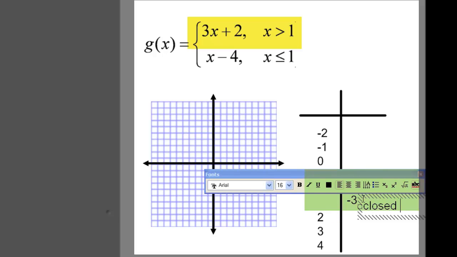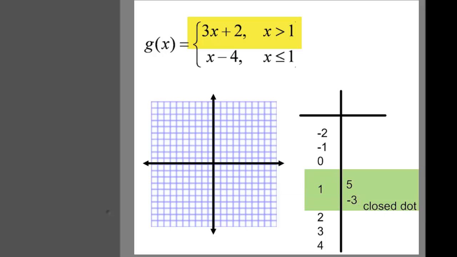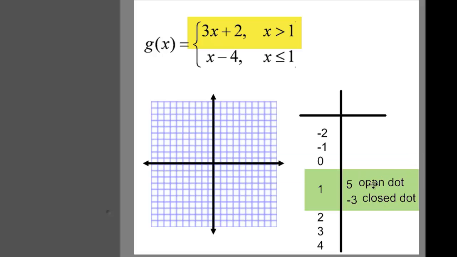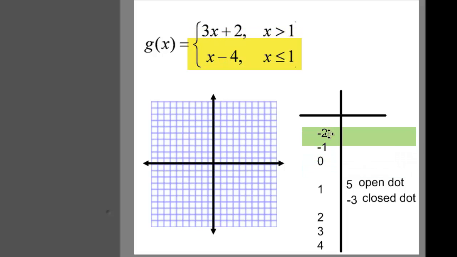So my closed dot is going to go at -3 because that is from the bottom piece where it was defined, and I will place an open dot at (1, 5). And when I start to graph this, this might make more sense. So now to get the function again, I just input -2, which is less than 1, so I'm going to use the bottom piece, and -2 minus 4 is -6.